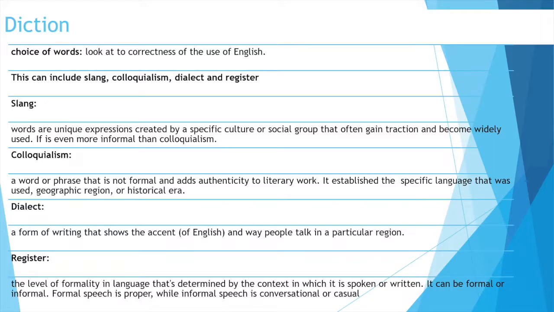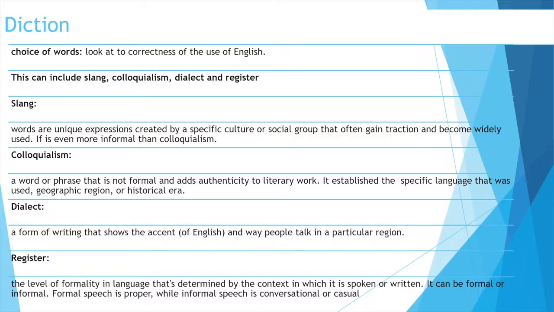When something is slang, it means that the expressions are created by a specific culture or social group, and they are very often used in society. For example, you can say, "Hey, what's up, brew?" And that brew will become part of the dialect of the country. Now, please note that colloquialism is a form of slang that is even more informal than slang.